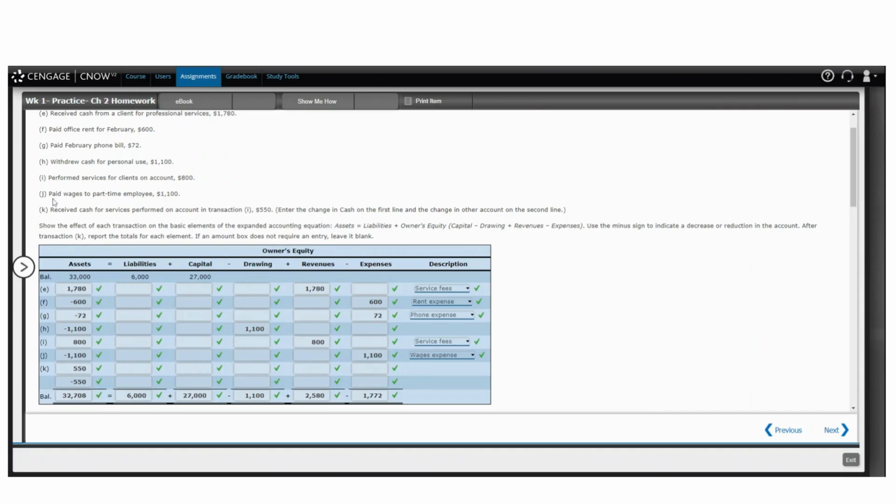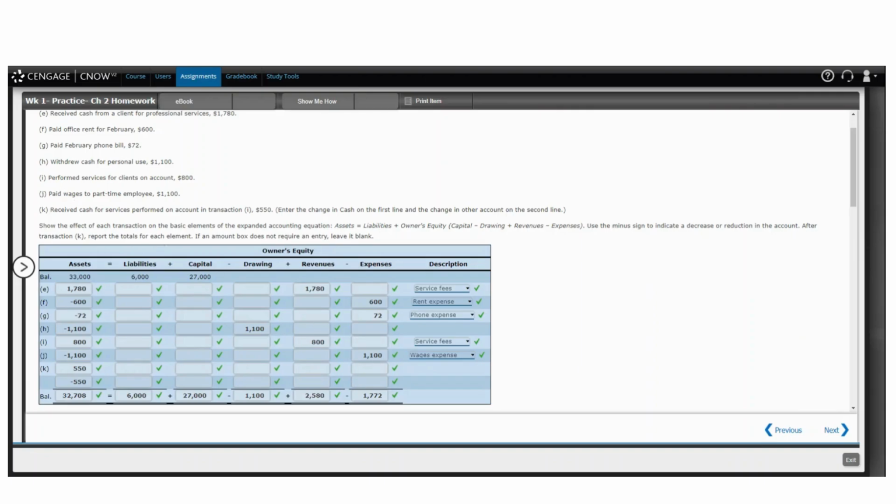In J, he paid wages to his part-time employees in the amount of $1,100. So my cash is going to decrease by $1,100. And my expense of wage expense right here is going to increase by $1,100.